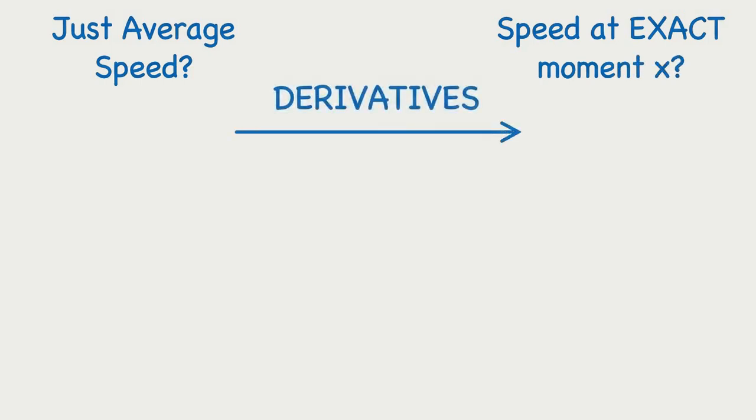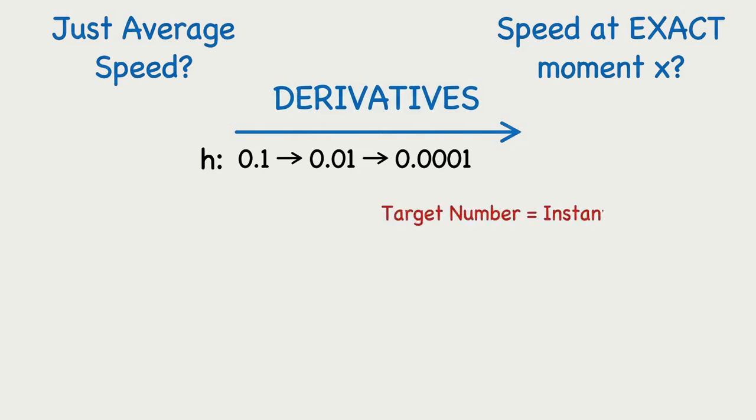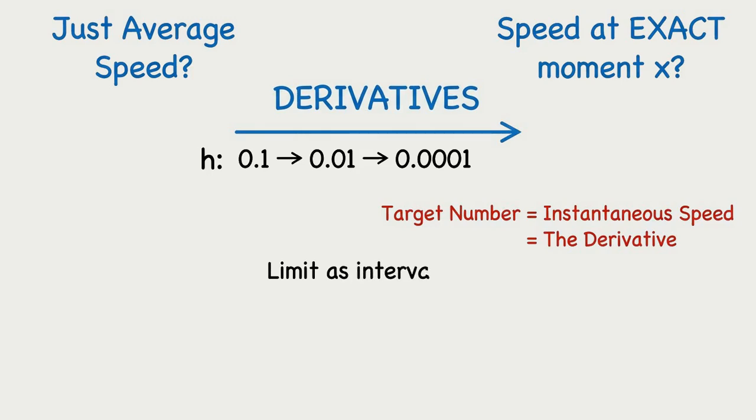To get that, we shrink h. We make h smaller and smaller, like 0.1, 0.01, 0.0001, and we see what that average speed approaches. If it settles toward a number, that number is your instantaneous speed. That's the derivative. So the derivative is the limit of the average rate of change as the time interval goes to 0. It's like zooming in on your motion until you're looking at a single instant.